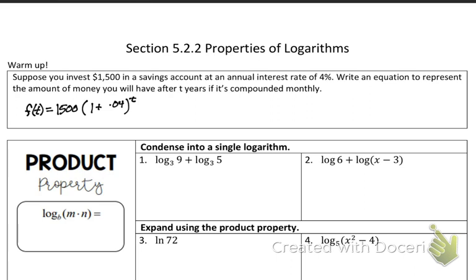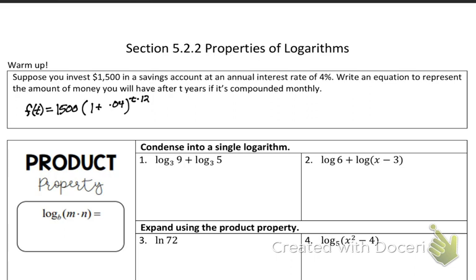My t is in years, but I'm compounding it monthly. That means in 1 year, I want it to have compounded 12 times. Right now, if I plug in 1, it just happened once. So if I want it to happen more times than once, I have to multiply. So I do need to multiply this by 12. Now when I plug 1 in, it's going to happen 12 times in 1 year. Plug in 2, it's going to happen 24 times in 2 years.